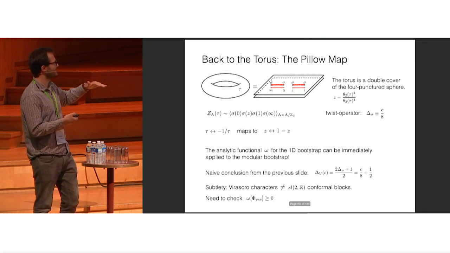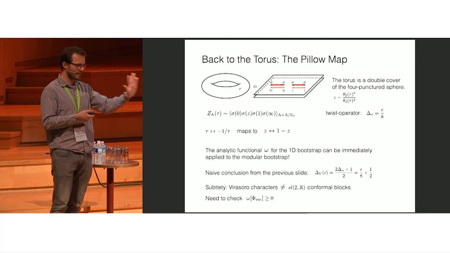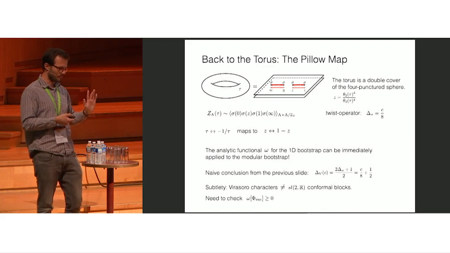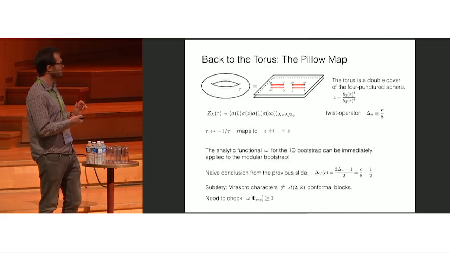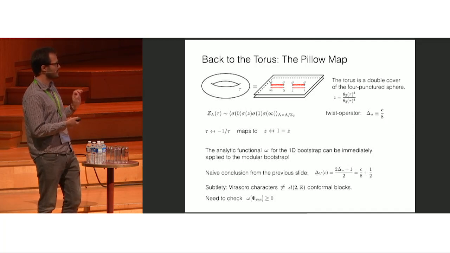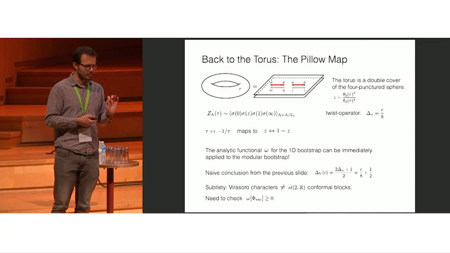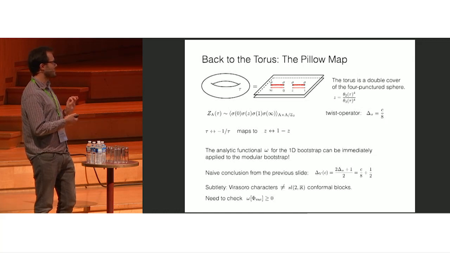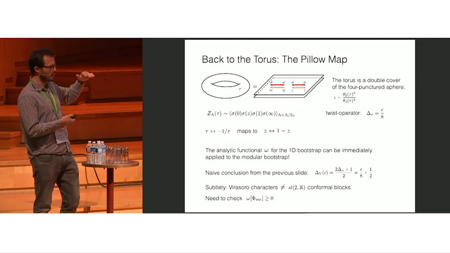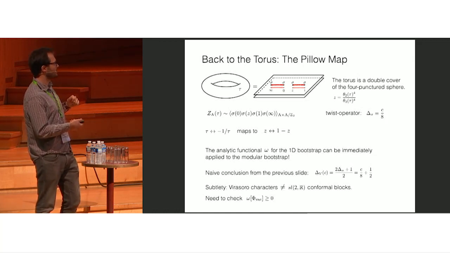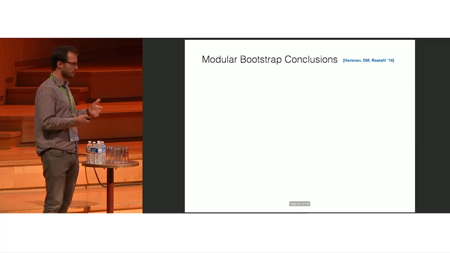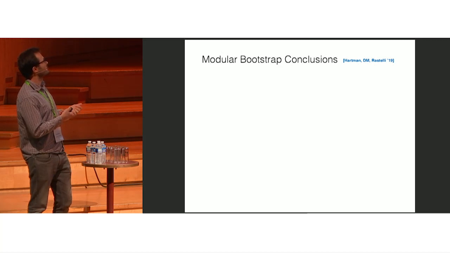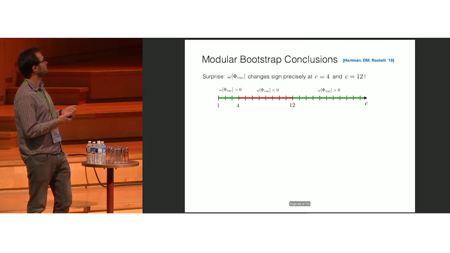But this argument is actually too quick. There's a subtlety that we are not expanding in the same objects in the conformal correlation function bootstrap and the modular bootstrap. So the Virasoro characters of the torus are not the same as the SL2R conformal blocks. And what you need to check in the end to overcome this subtlety is whether the functional, when it acts on the vacuum, is non-negative.